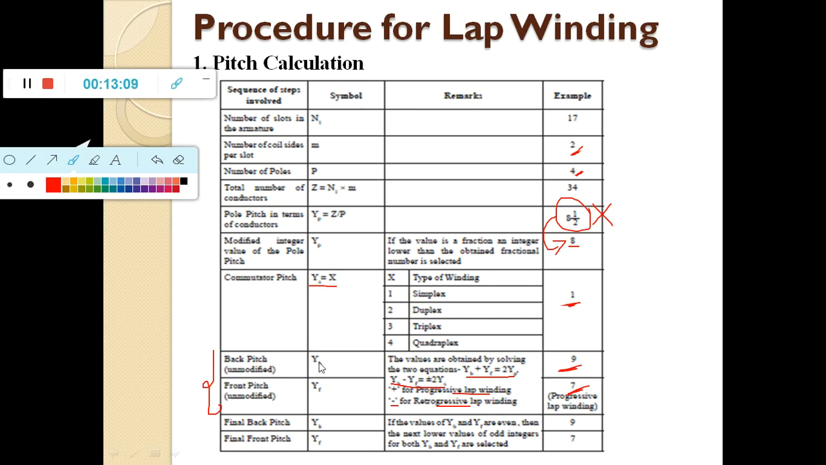here there is no need to modify the values of back pitch and front pitch. These 2 should be odd integers. For example, if you get YB equal to 10 and YF equal to 8 in some cases, then it has to be modified to 9 and 7. If the values of YB and YF are even, then the next lower odd integers are selected for both YB and YF. This is the final back pitch value and front pitch value, 9 and 7.